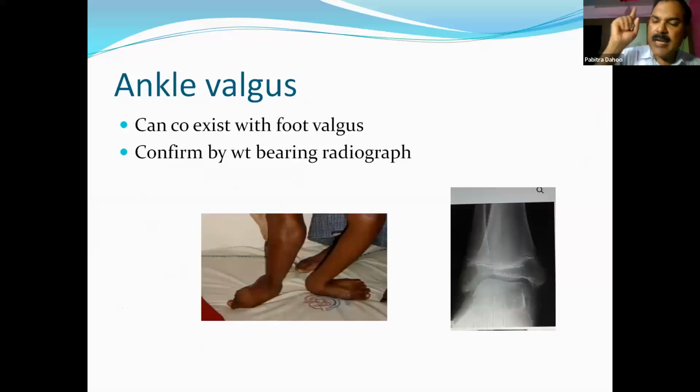Ankle valgus occurs in the very late stage, when first the medial arch collapses, then subtalar valgus, then mid-foot break, and third is the ankle valgus. Please don't forget to take an X-ray, because ankle valgus is confused with subtalar joint valgus. You have to differentiate between these two.